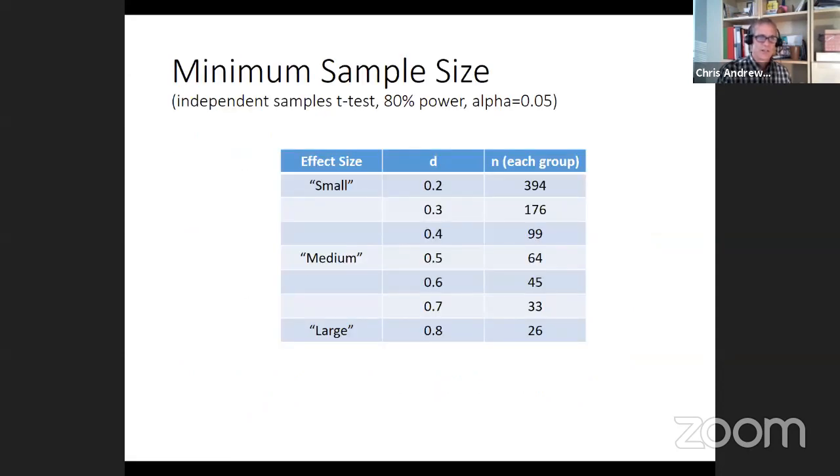And then you can use a table or a computer program to say, okay, if my effect size is this big, how many people do I need in each of my two groups? So to look for a large effect size, ideally, I would have at least 26 patients in each group. I had 26 patients in one of the groups and not the other. So I may have been underpowered to detect a large effect in that example.